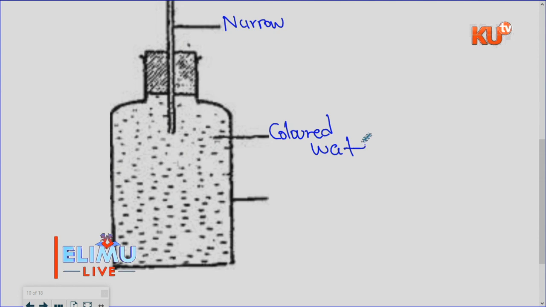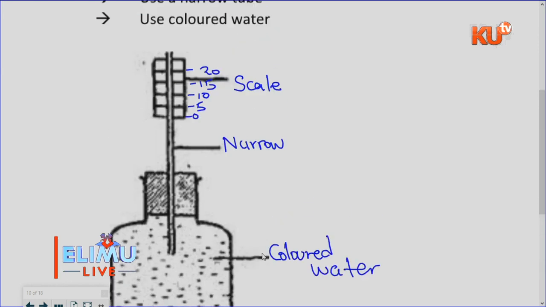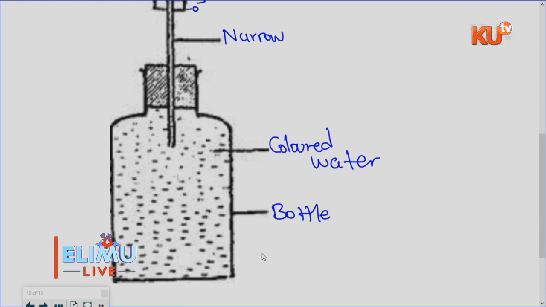Colored water is used for visibility. So this is the bottle that we are going to use. The bottle should also be able to record the slightest changes in temperature. Now this works on the principle that matter expands when heated.